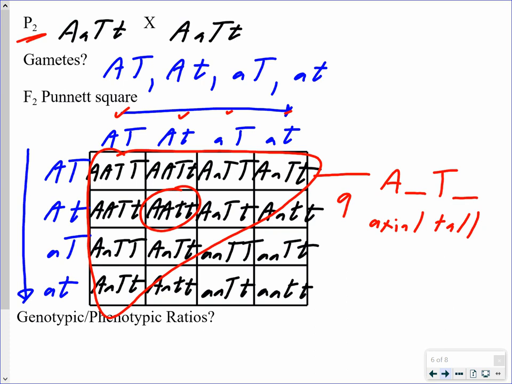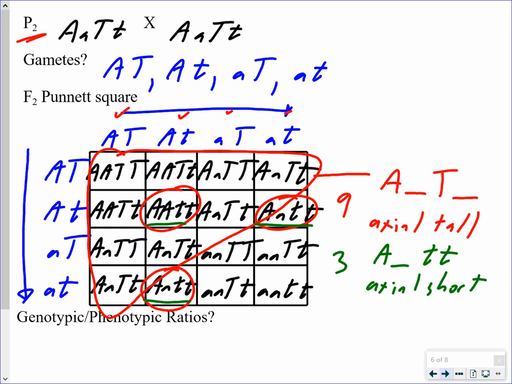Now, if we take a look at that one that I circled in the middle, and if I circle this one here and this one here, just to make it a little bit clear, I'll underline those ones as well. So all of these ones have something in common. They all have at least one capital A. The second letter doesn't matter, but the T's are both lowercase. In other words, these ones are going to be axial short, and there are 3 of these.